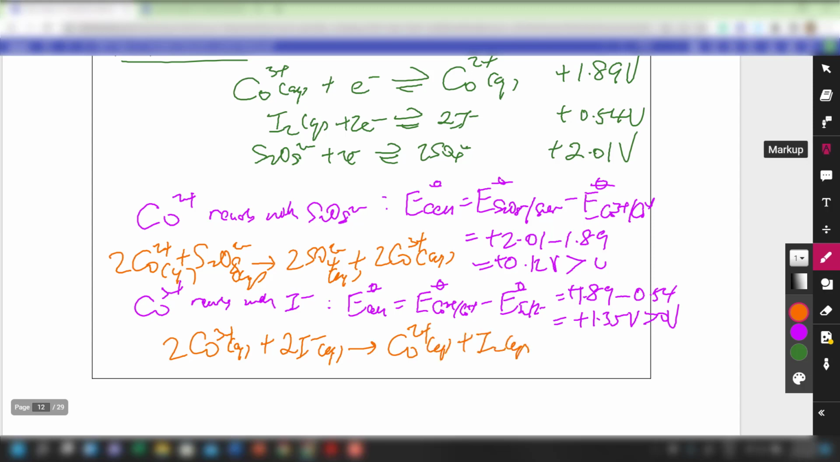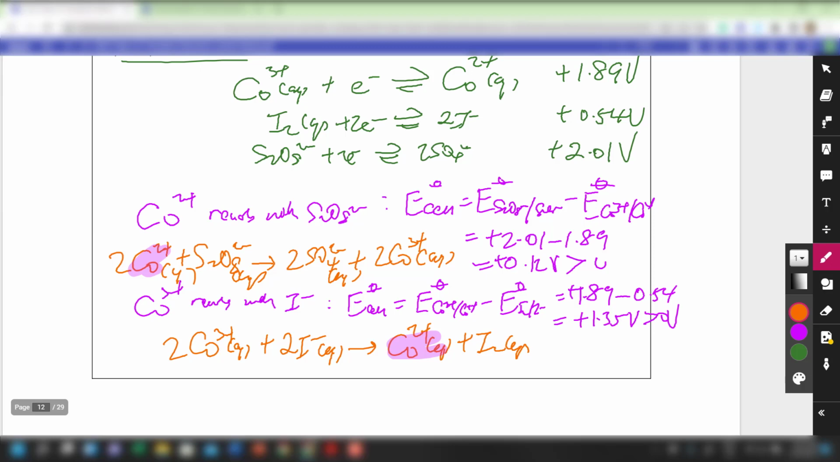Okay, you'll notice that cobalt 2 plus is being regenerated in the process. We started off with cobalt 2 plus being oxidized to cobalt 3 plus, and then cobalt 3 plus is now being reduced back to cobalt 2 plus. So it shuttles between the plus 3 and plus 2 oxidation states.